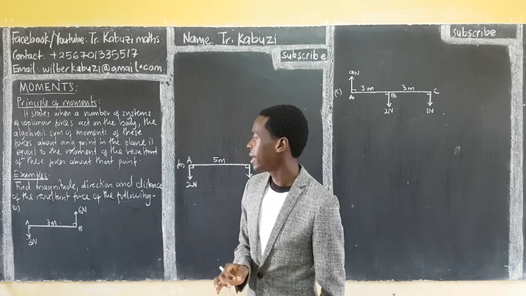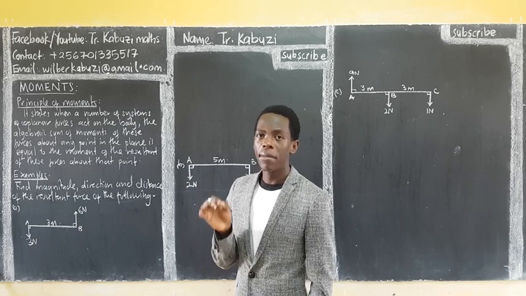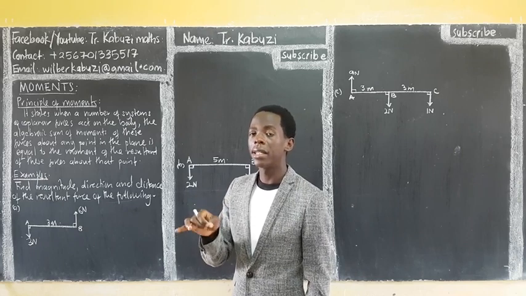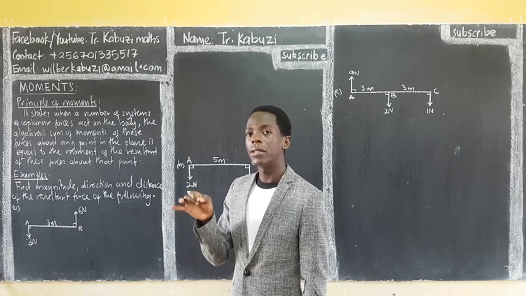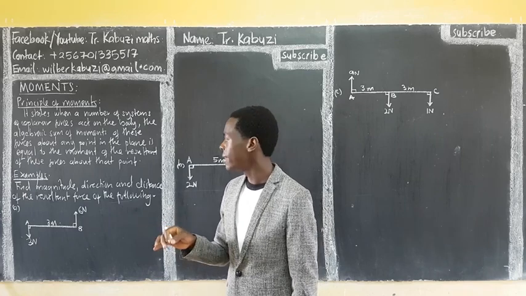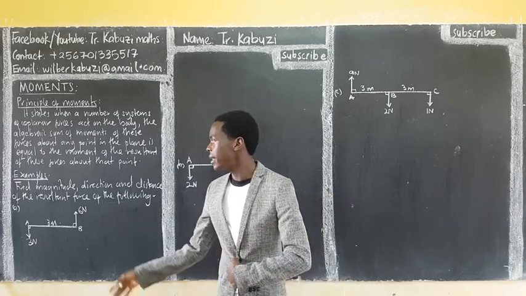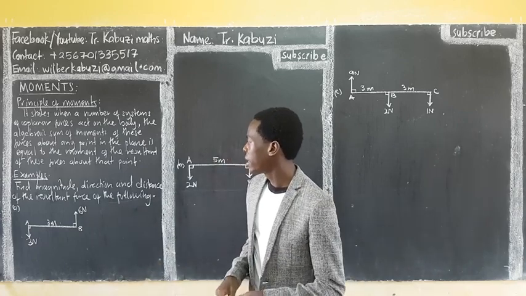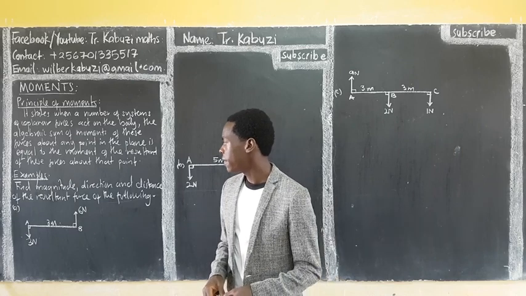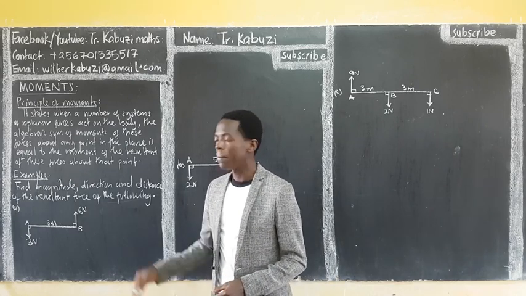So the idea here is that the moment of the resultant force about that point is equal to the moment of those forces about that same point. So let's see how we apply this idea. Find the magnitude, direction, and the distance of the resultant of the following forces. So this is part A.